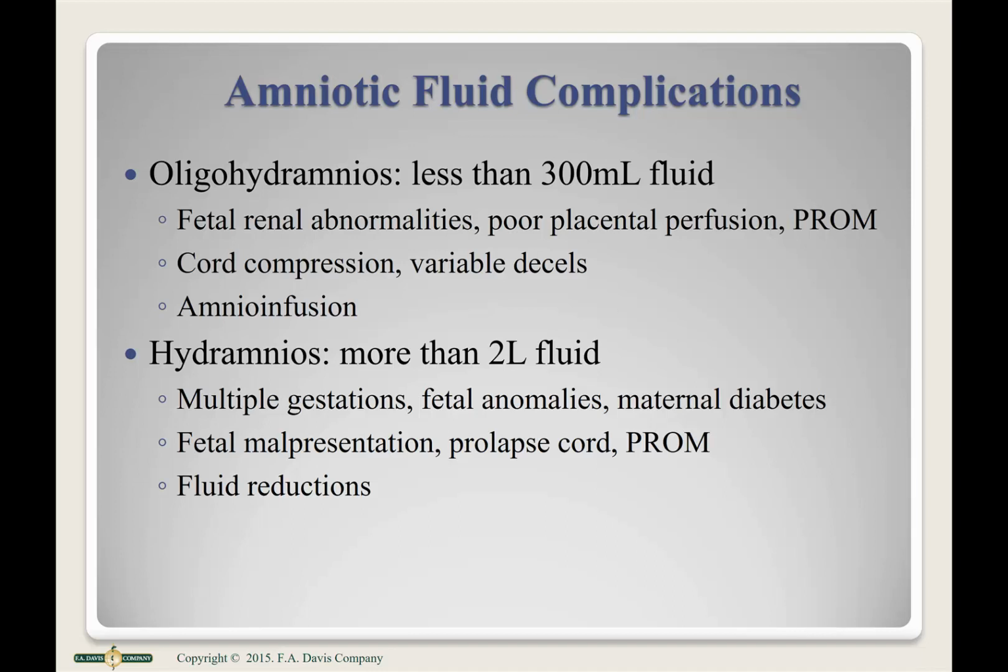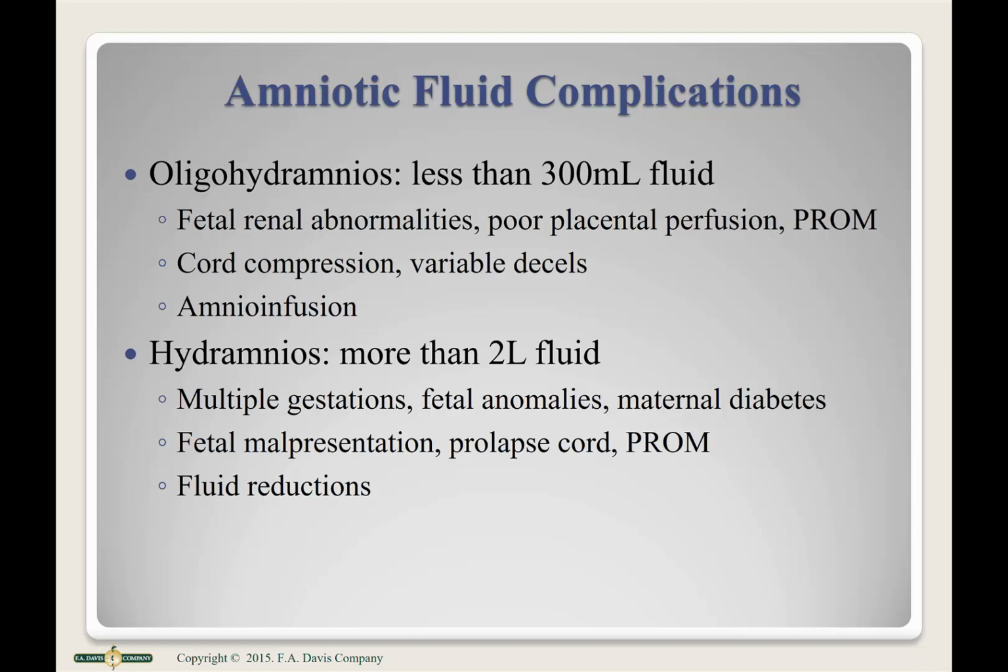Like we said, prolapse cord is a risk factor for too much amniotic fluid. So when we break that water, we have this whole gush, this big tub of fluid being rapidly washed out of the uterus, and of course prolapse cord could occur. And then premature rupture of membranes, because it's just the weight of that hydramnios that can cause the membranes to rupture.